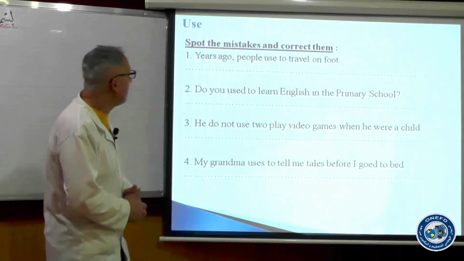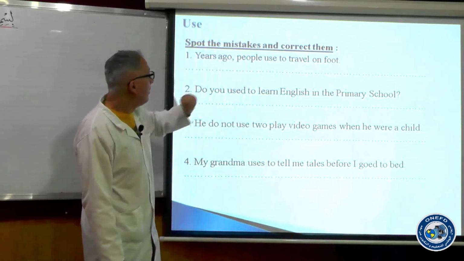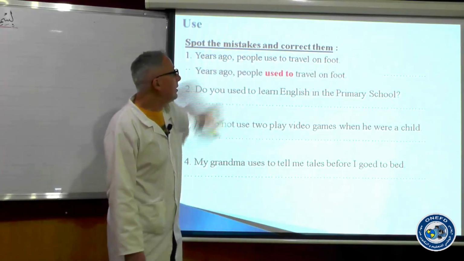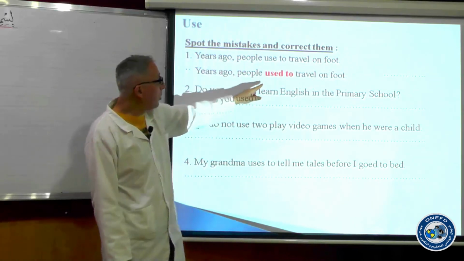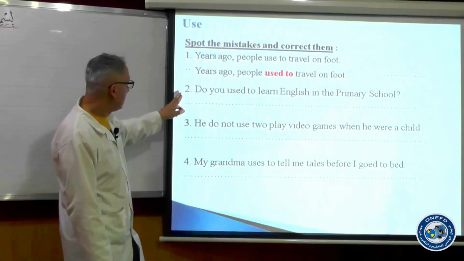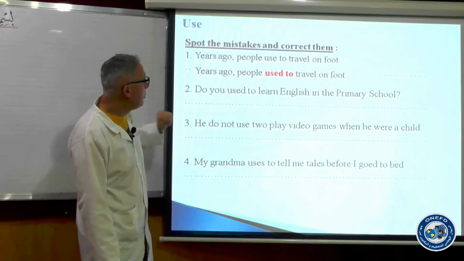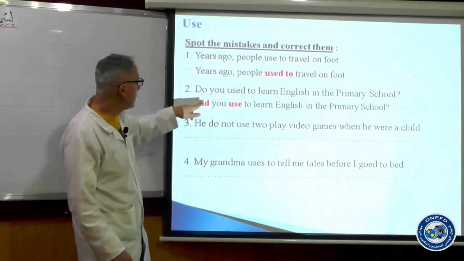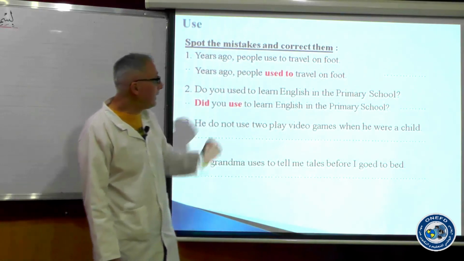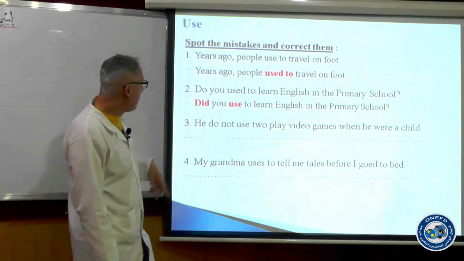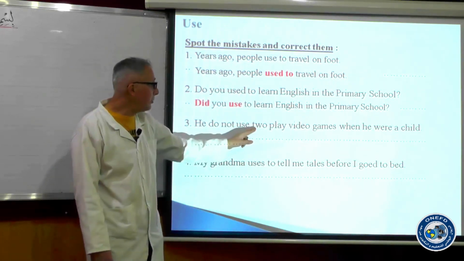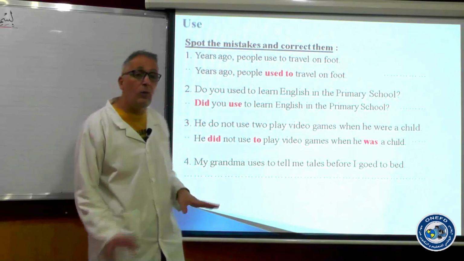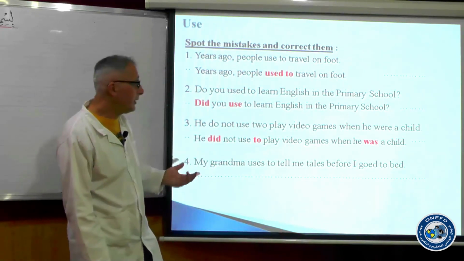All right, let's correct. The first one, years ago, people used to travel on foot. Here, where is the mistake? It is in used to. So we say, years ago, people used to travel on foot. Number 2, do you used to learn? Here we have said that we use used to in the past. So we use did. Did you use to learn English in the primary school? Number 3, he do not use to play. Here, do is for the present. So what do you say? He did not use to play video games when he was a child. We say he was, not he were.